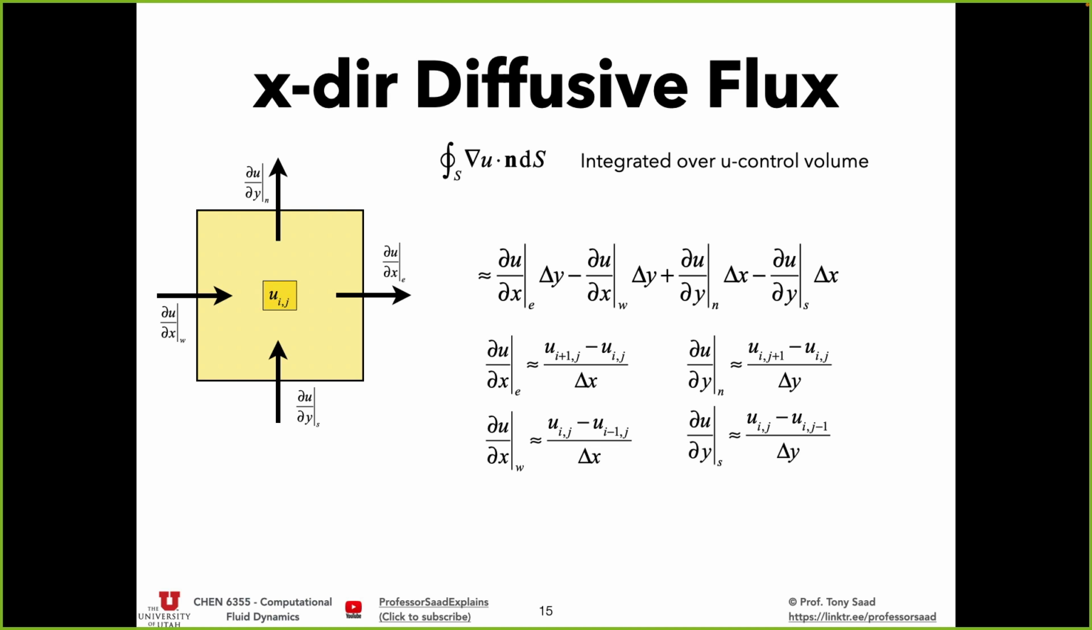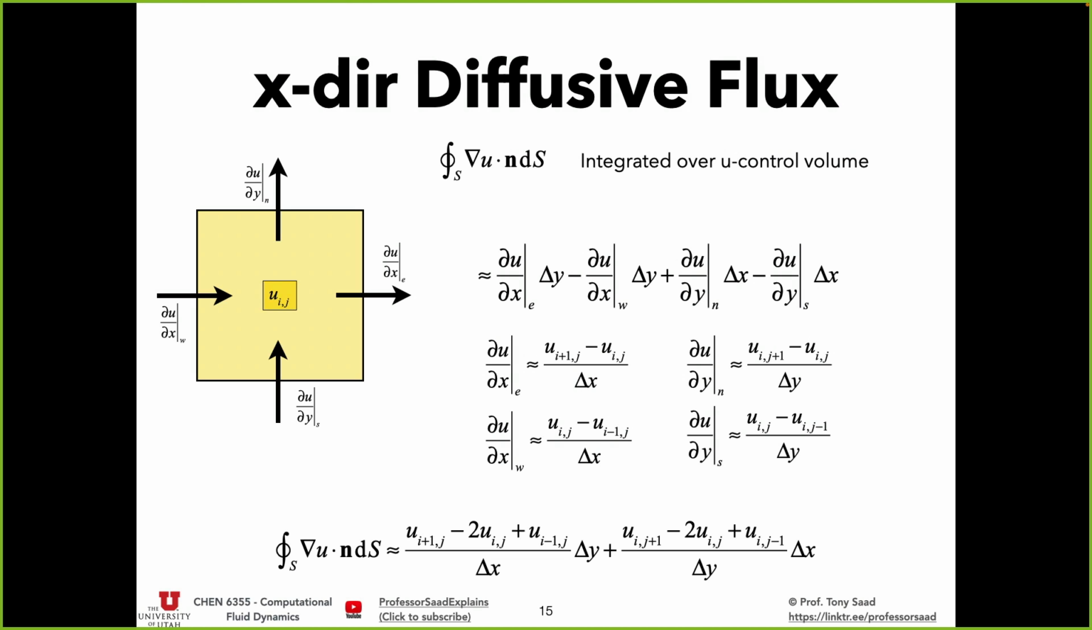Uj minus 1 over delta y. Yep, exactly. Now you take those and plug them into this equation, and guess what? You get the standard diffusion, ui plus 1 minus 2 ui plus ui minus 1, right? The standard Laplacian that we would have expected, except it's done with an integral approximation, okay?